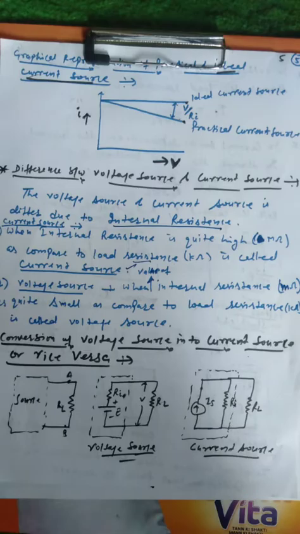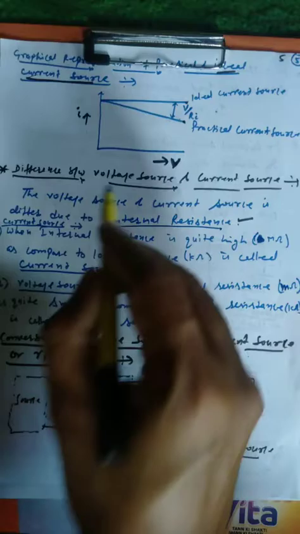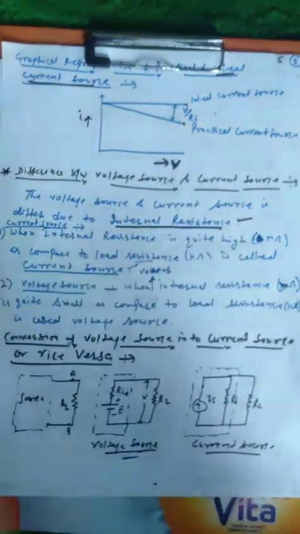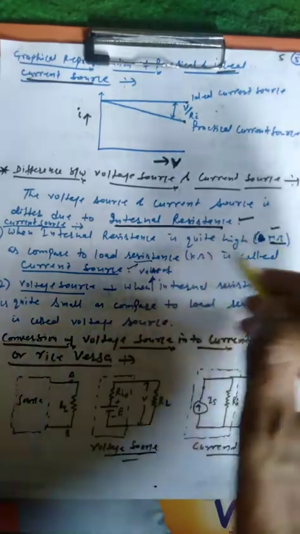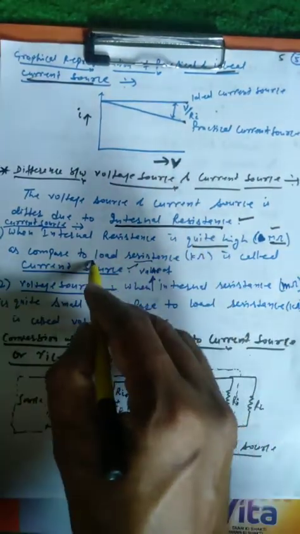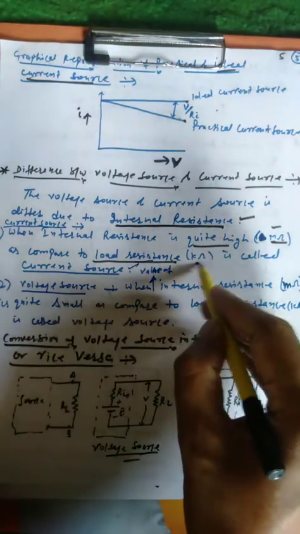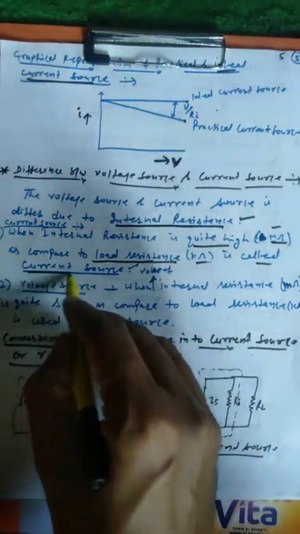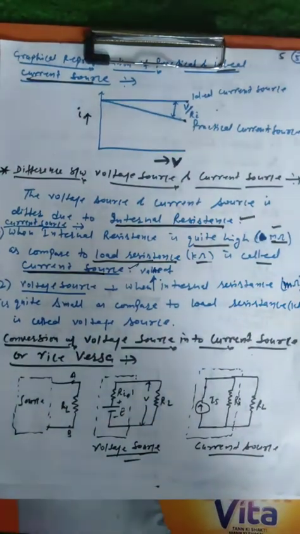The main difference between the voltage and current source is the internal resistance. When this internal resistance is quite high, it might be in mega ohms as compared to your load resistance RL, which will be in kilo ohms, then it is known as the current source. You can see that in the current source the internal resistance, that is Ri, is quite high as compared to the load resistance, that is RL. This type of source is known as the current source.